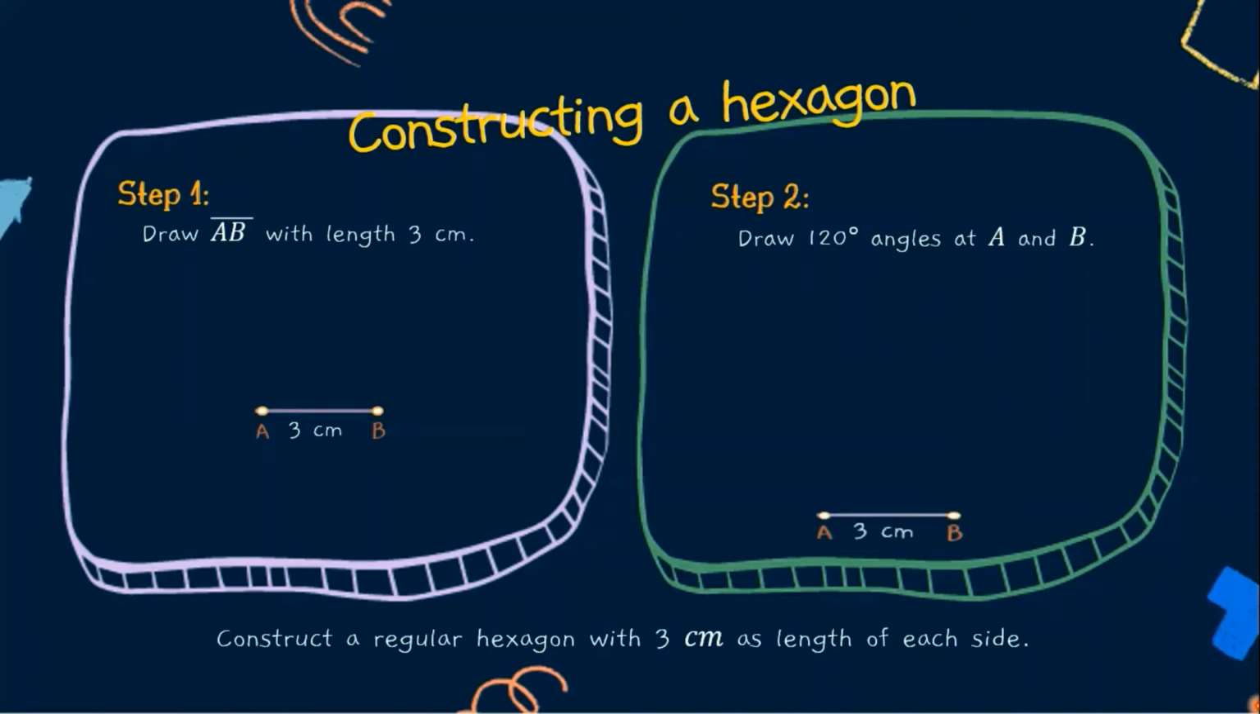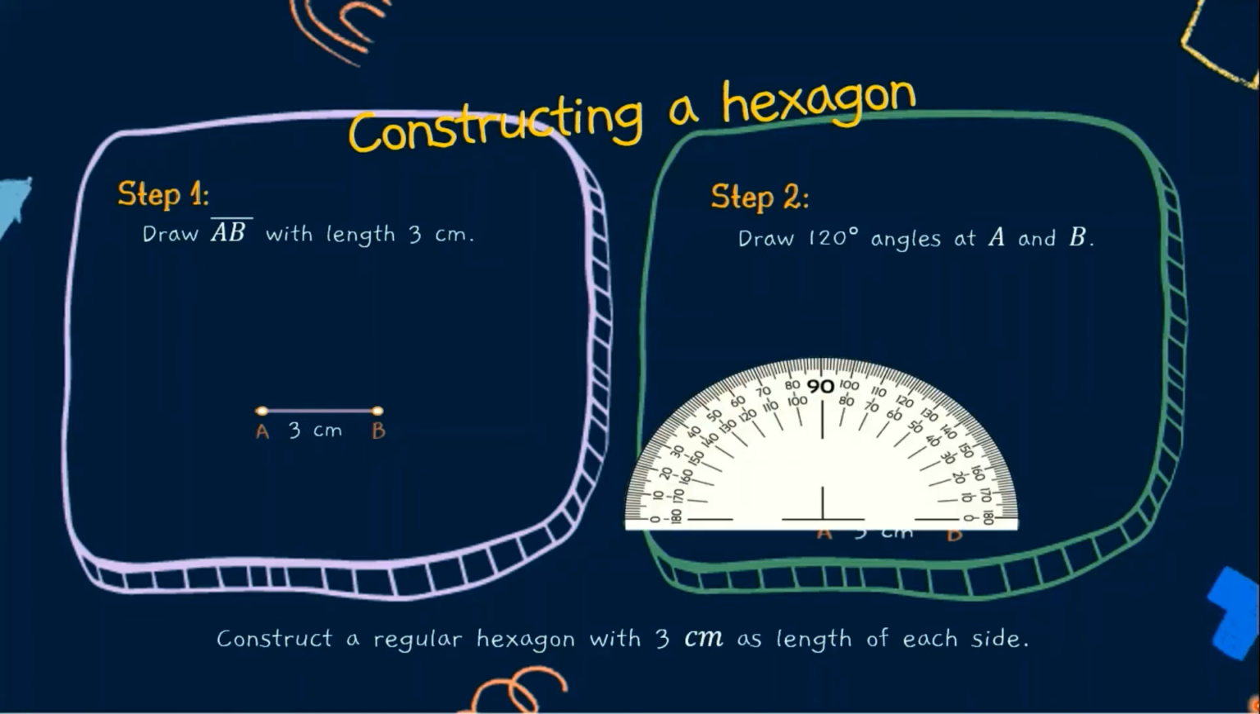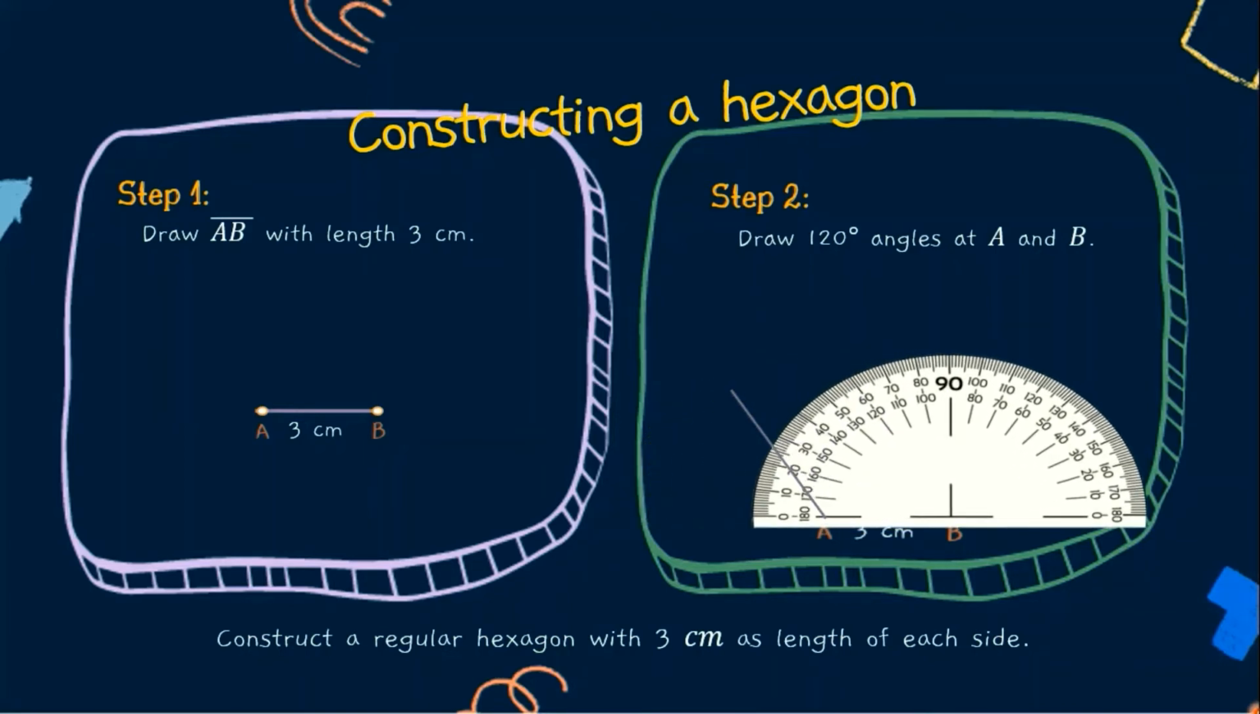For step 2, ito yung ating last construction from step 1. Kuha ulit tayo ng protractor. Itapat natin yung ating center ng protractor sa point A at maglagay tayo ng line sa 120 degrees. From 0 to 120 degrees. Ganun din yung gawin natin sa point B. Nandun naman yung ating center. So, from 0 degrees, papunta naman sa 120 degrees. Draw a line to mark as well.